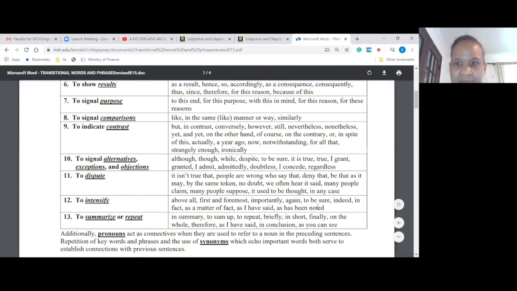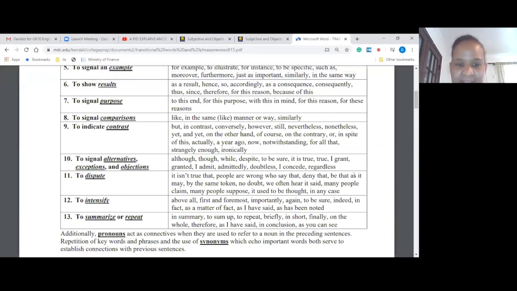Okay, hopefully it's unfreezing. If it's freezing up for you, you can get the same information in the chat, the same sheet, and also after this lesson, you'll be able to find it again on the Ministry of Education's website, okay? Number 13, to summarize, to repeat.